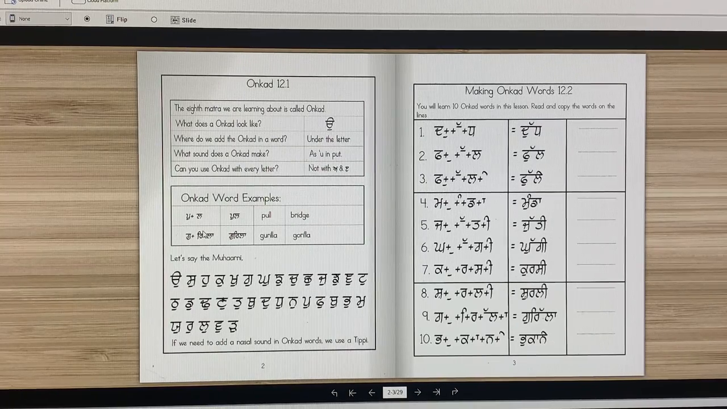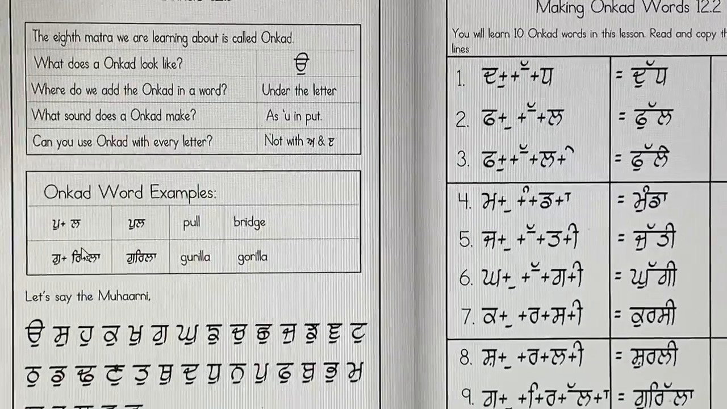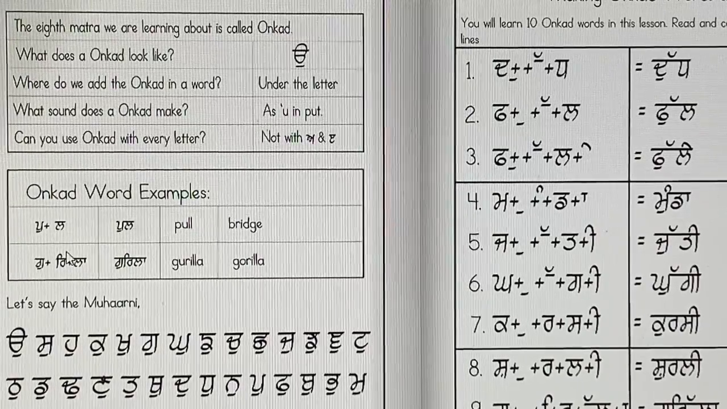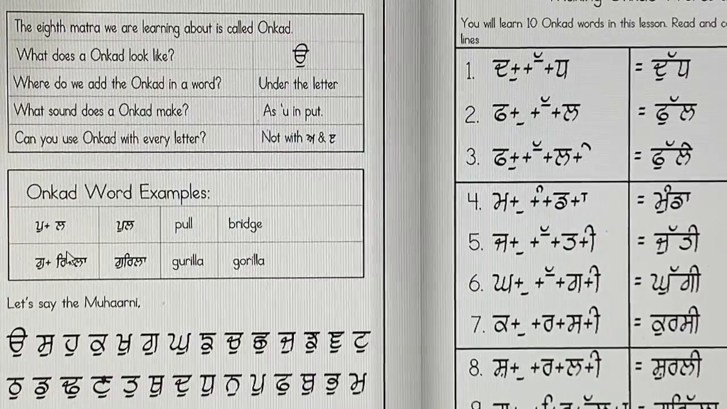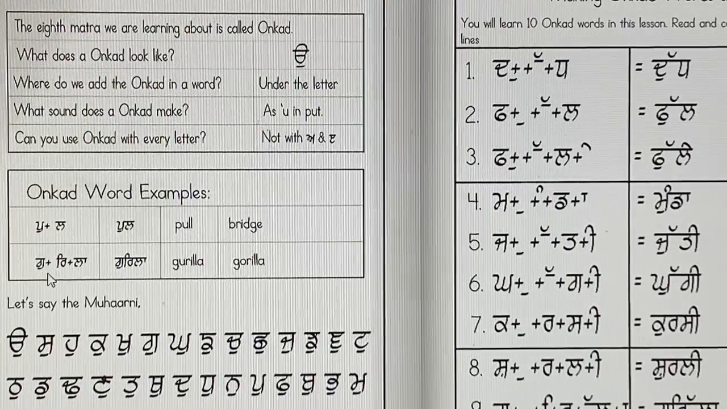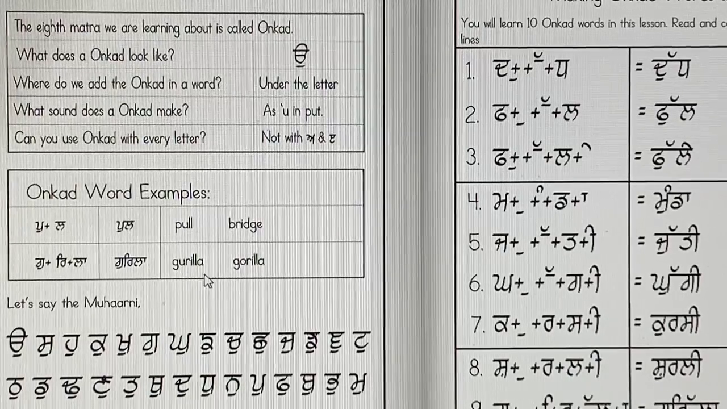Okay, here are some word examples. It is pull. Pull can have two meanings. Pull, the Punjabi word, means bridge, or pull in English can mean to pull something, right? And then we have gorilla, which is a mammal, right?